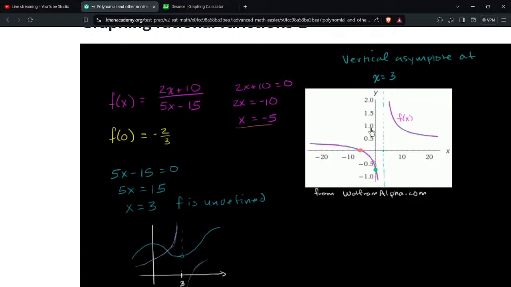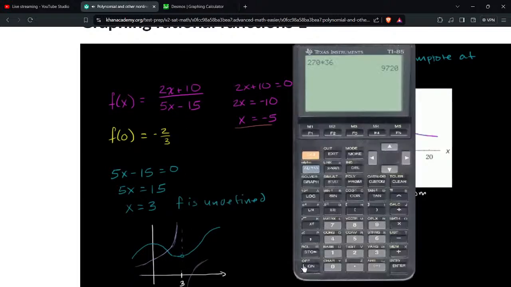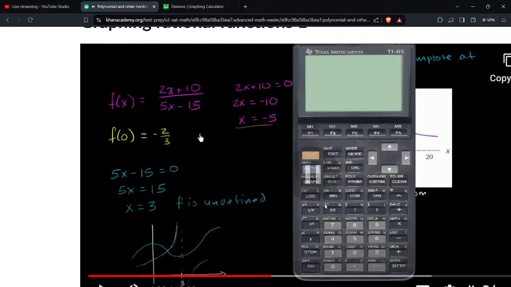But how would you have known that if you didn't have the graph here? If you just had this? We know it's not defined at 3, but how do we know it's not a point discontinuity and not instead a vertical asymptote? Well, there's a couple of ways to do it. One way is you could try values near 3 and see what happens. So, for example, you could get your calculator out and try values.